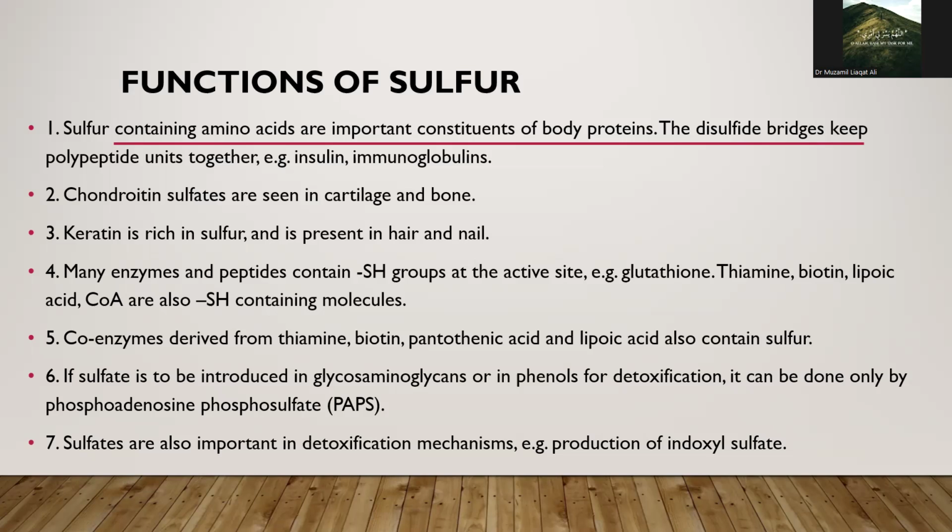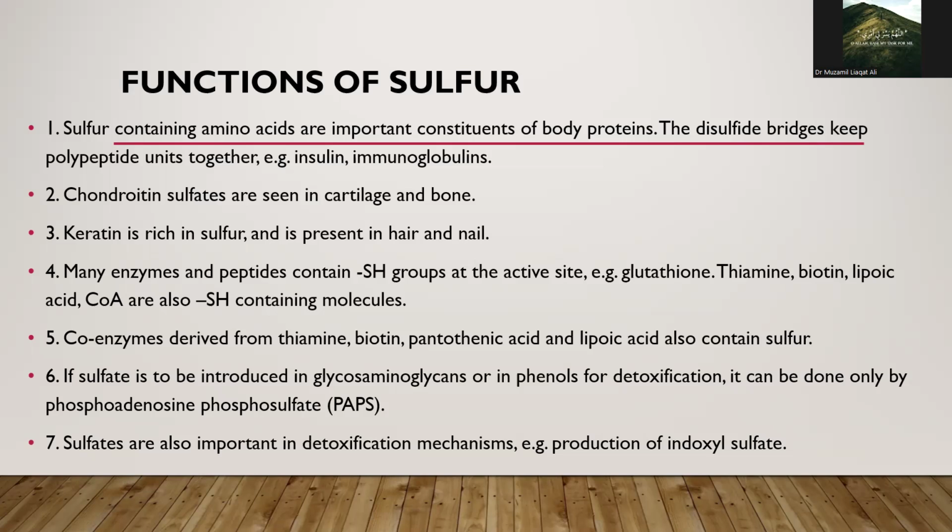Sulfur forms disulfide bonds and stabilizes the protein structure. For example, in the case of insulin and immunoglobulins, without sulfur there will be protein instability. Next is connective tissue, present in chondroitin sulfate, found in cartilage and bones. Next is keratin formation: hair, nails, skin. It provides strength and rigidity to these structures.